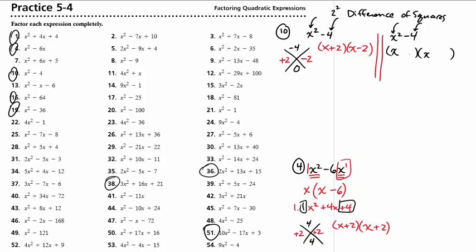So the square root of x squared is x. The square root of 4 is 2. And so again, it's x plus 2, x minus 2. So that tends to make it a lot easier. Okay, so that is your next problem.